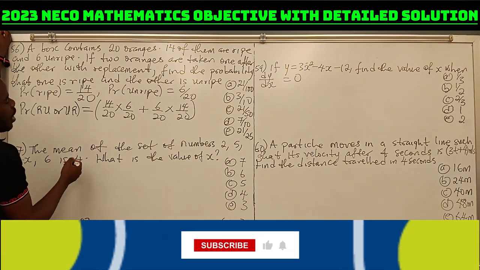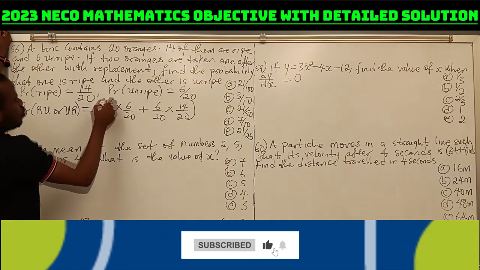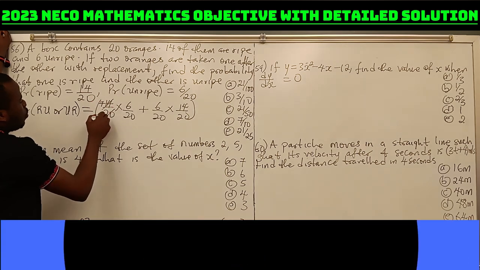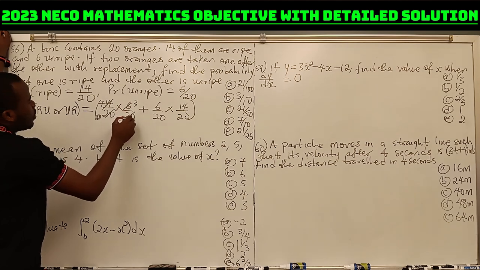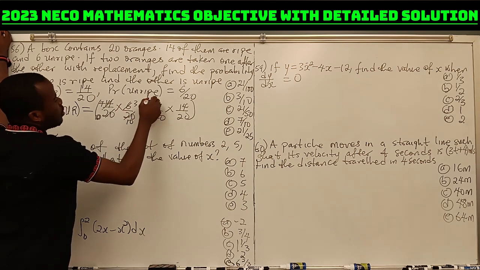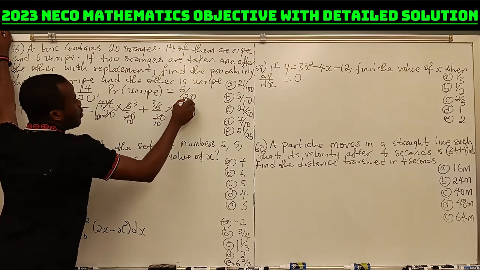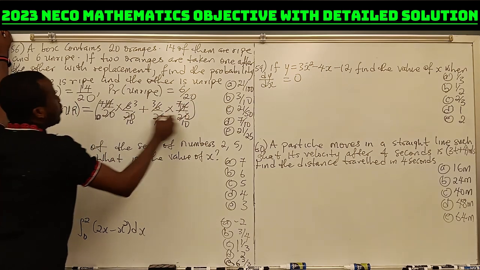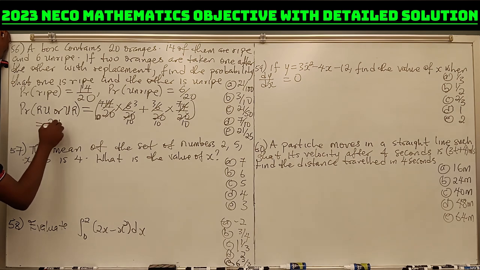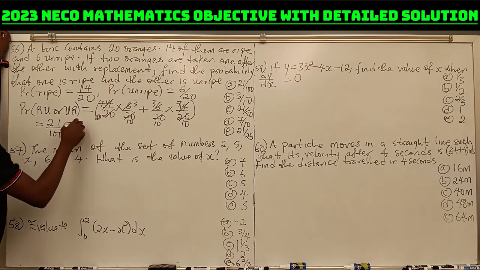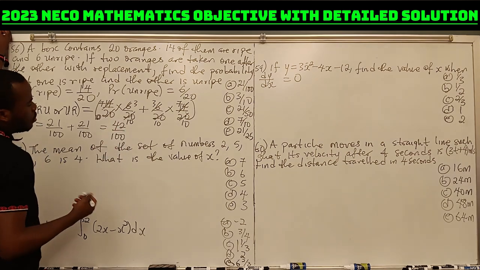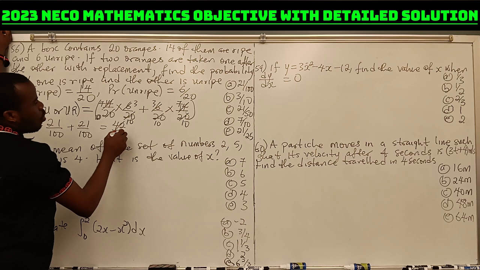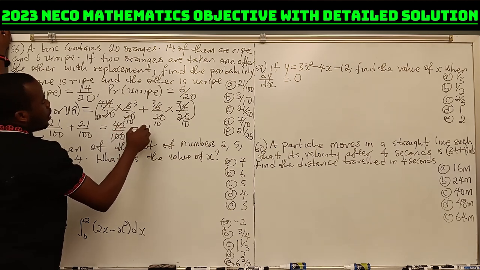So we can reduce this for easy calculation. 2 here is 7, 2 here is 10, 2 here is 3, 2 here is 10, 2 here 3, 2 here 10, 2 here 7, 2 here 10. So we have 21 over 100 plus 21 over 100, which is 42 over 100. And we can still reduce. 2 can go, which is 21 over 50. The answer is C.